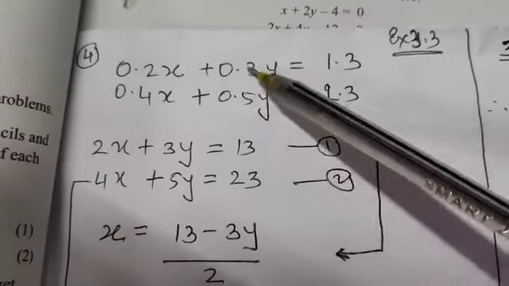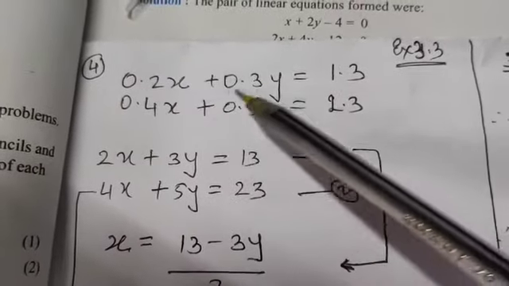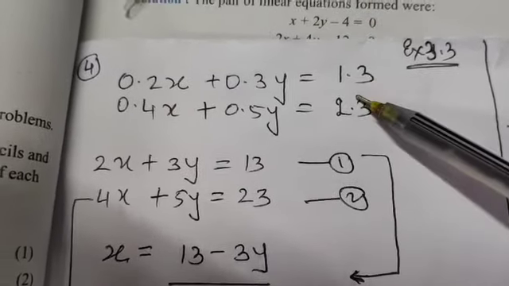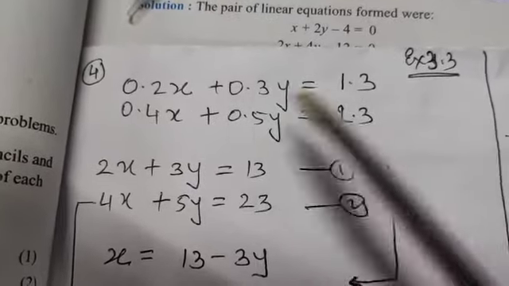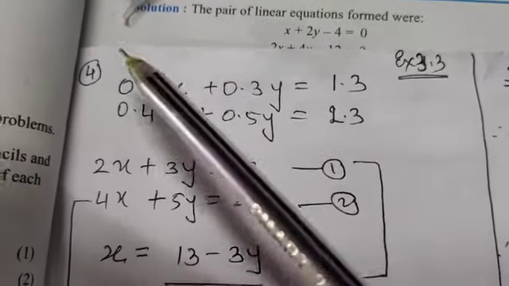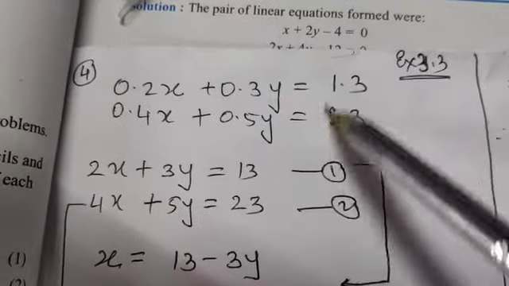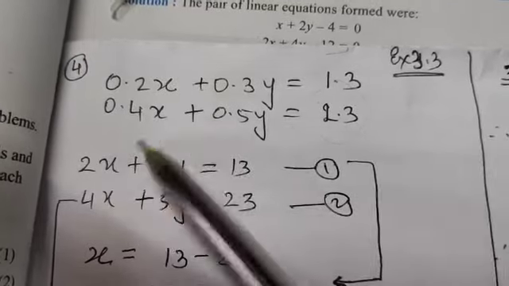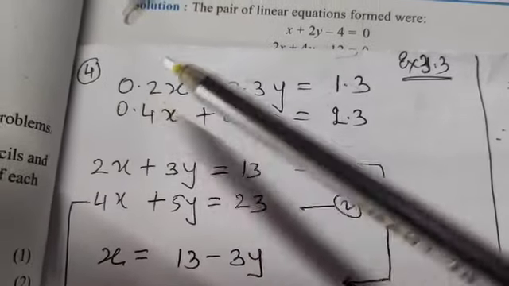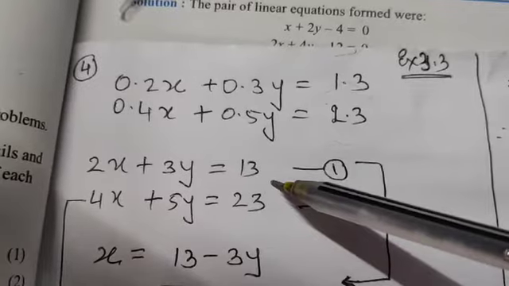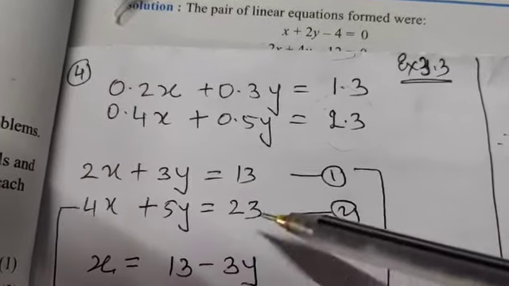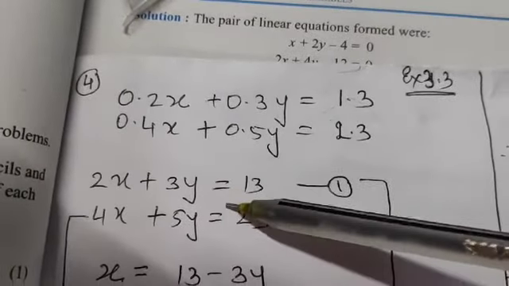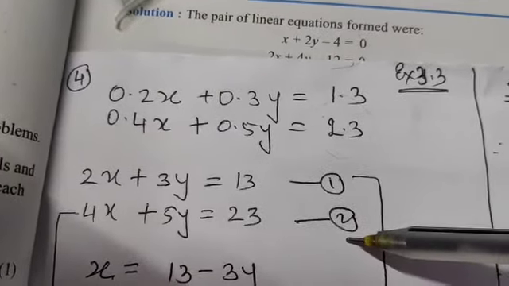What is important in these two equations is, you will find that after the decimal there is the same number of digits. So if you multiply both the sides by 10, that is multiplying the right hand side and the left hand side by 10, the equation can be rewritten as 2x, because 0.2 into 10 is 2x. So 2x plus 3y is 13, 4x plus 5y is 23. So the decimal gets removed by multiplying 10 on either side.